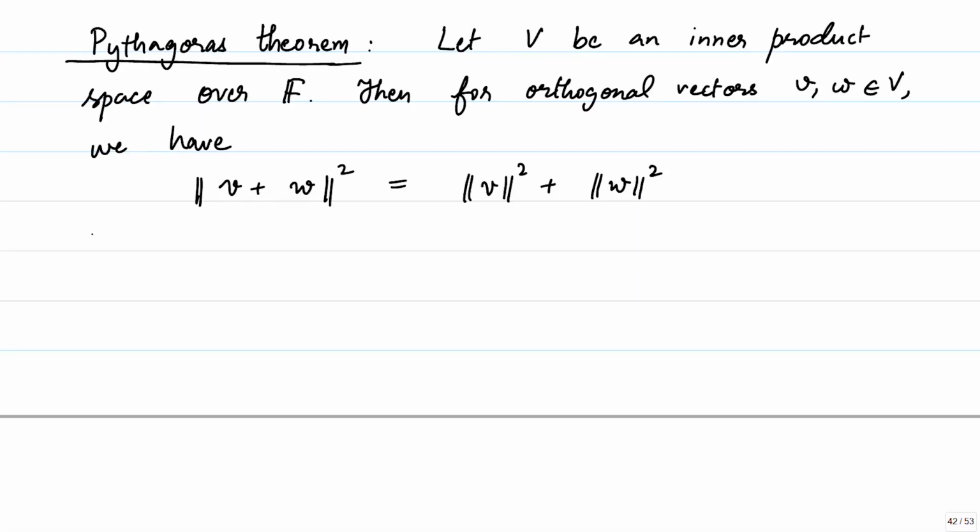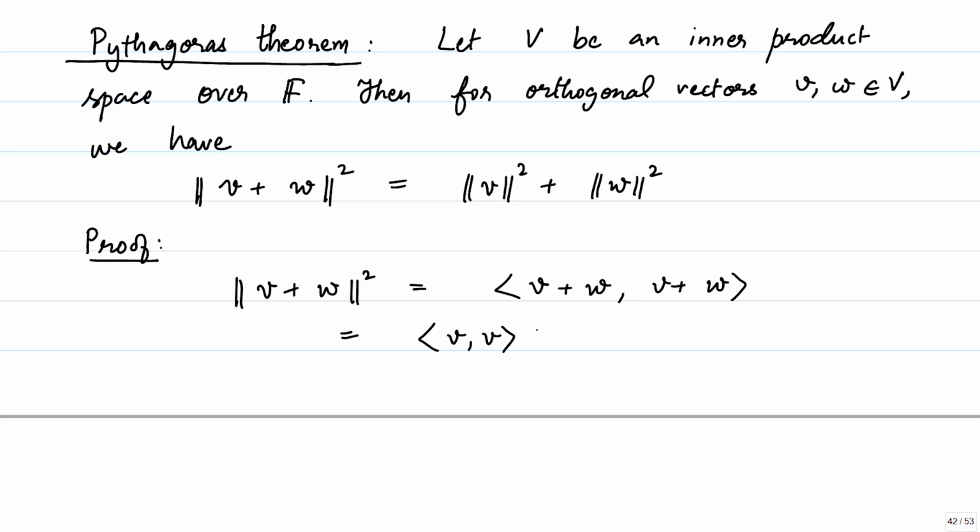Okay, let's give a proof of the celebrated theorem in the case of an inner product space. So what is the length of v plus w squared? That is just the inner product of v plus w with itself. But our inner product is linear in the first variable and conjugate linear in the second variable. Using that, this is just going to be equal to (v,v) plus (v,w) plus (w,v) plus (w,w).